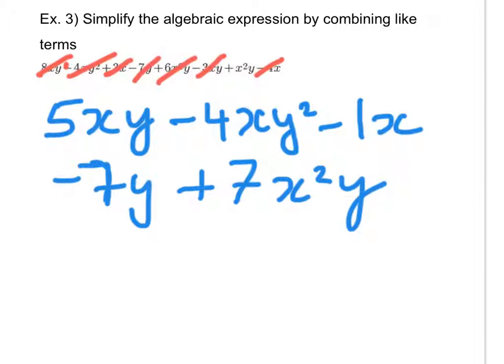Because the 6x squared y and the x squared y were combined, now we've combined all the parts that have the same variable. All the terms with the same variable part have been combined. Now this can't get any simpler. I can't combine xy's and xy squareds. It's impossible. It's like trying to combine apples and oranges. You just can't do it. They're different. You can only combine them when the variable parts are the same.